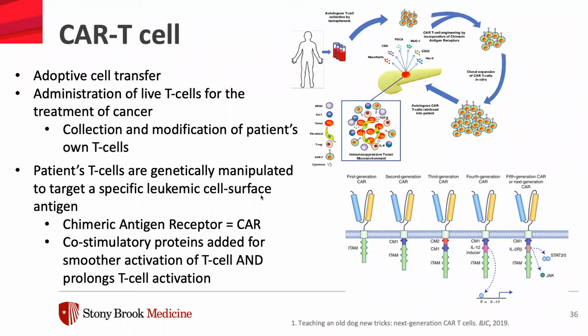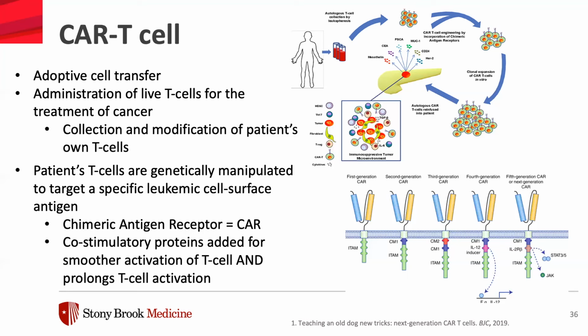And now we're going to move on to CAR T-cell therapy. This is a novel therapy that uses adoptive cell transfer. That just means that there's a transfer of cells derived from our immune system that go directly into a patient. So patients' own white blood cells, more specifically their T cells, are collected and genetically modified to target a specific leukemic cell surface antigen. And that receptor that they add on is called the chimeric antigen receptor, the CAR, which is in its name. And there are also different co-stimulatory proteins that are added for smoother activation of the T cell and to prolong this T cell activation so that it can last longer in the body.